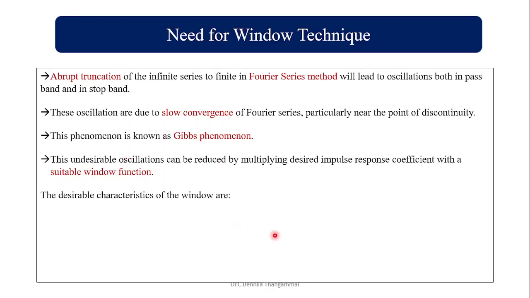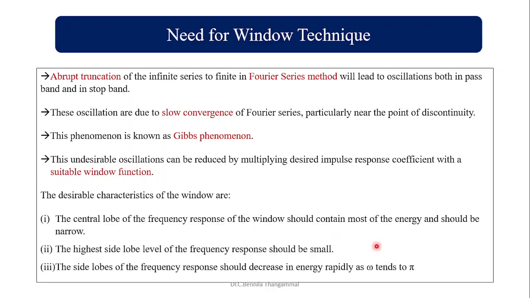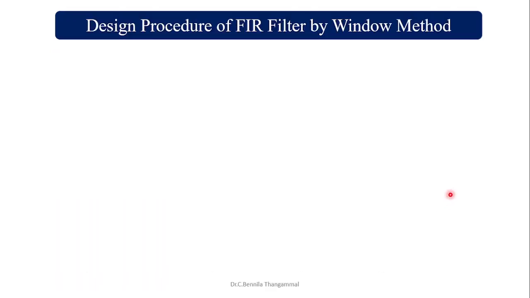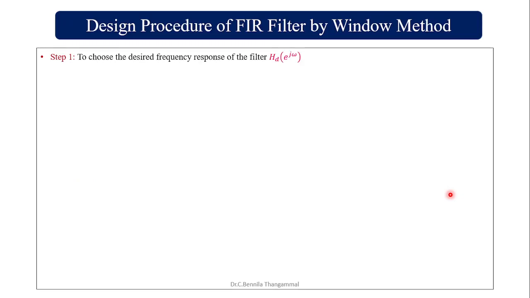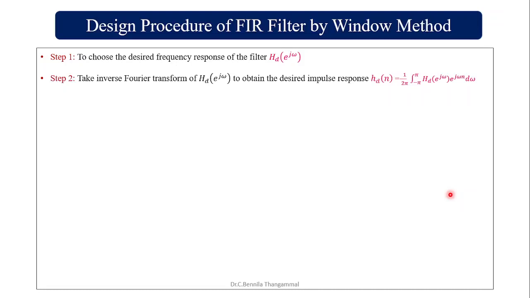These are the desirable characteristics of the windows. For the design procedure, you have a 5-step procedure. Step 1 is to choose the desired frequency response of the filter, HD of e power j omega. The next, step 2, is to take the inverse Fourier transform of HD of e power j omega to obtain the desired impulse response.